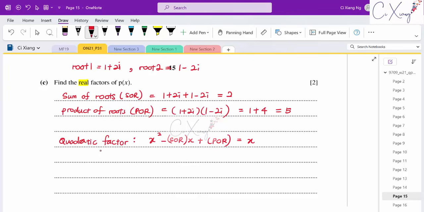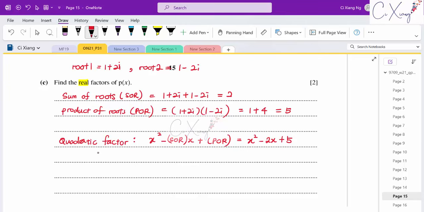So I have x squared minus my SOR is 2, right? Sum of the roots is 2. So I have x squared minus 2x. POR will be the product of roots, which is 5. So I have a quadratic factor, which is x squared minus 2x plus 5.